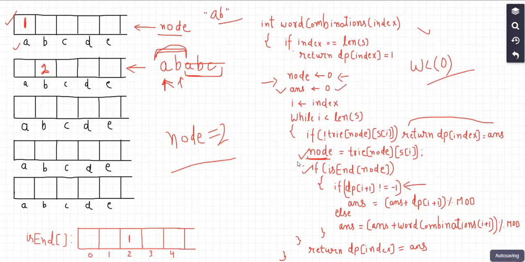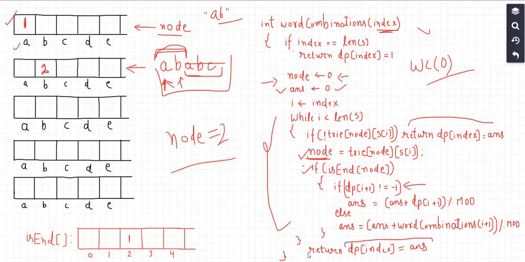Okay. After I have computed this for the entire target string, I store the answer for that particular index and I return from here. Okay, so that's how this function is working. I hope you're getting the idea how this trie is helping us to check for the prefixes. So what is the time complexity? Let's analyze the time complexity for this particular code.